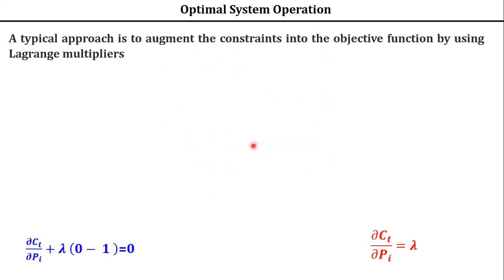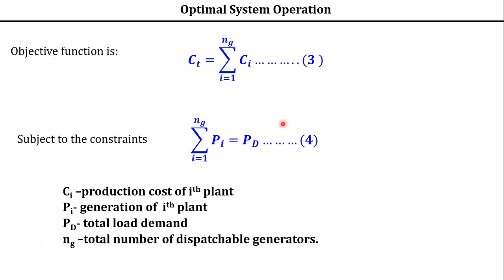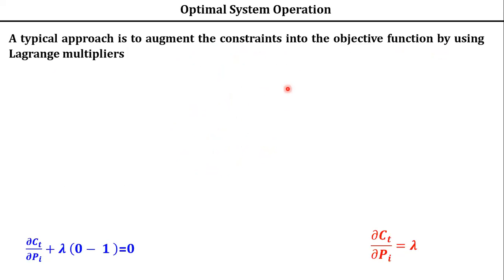Okay, next, a typical approach is to augment the constraints into the objective function by using a Lagrangian multiplier. Whenever we have to consider constraints in our objective function, how do we integrate this constraint, only one equality constraint we are considering, into the objective function? If you want to integrate it, you have to add it into your objective function. So we are going by the Lagrangian multiplier method. There are many methods, but here we will deal only with the Lagrangian multiplier. So let us see how to apply it.